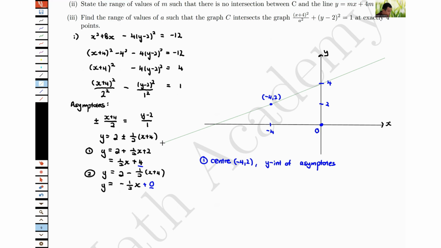Okay, dotted line for the asymptote. So same for the second asymptote. It will look like this. Label in your asymptotes first.